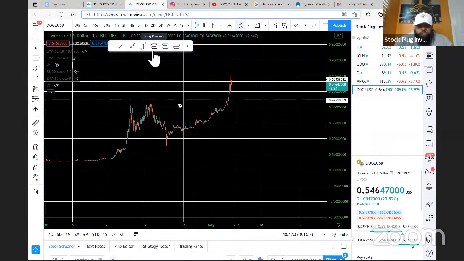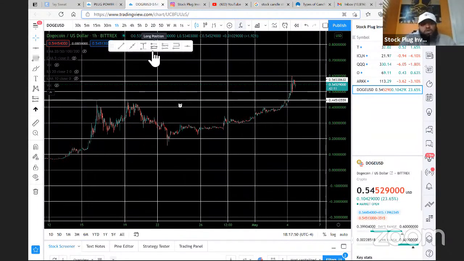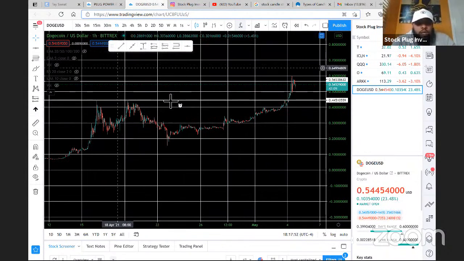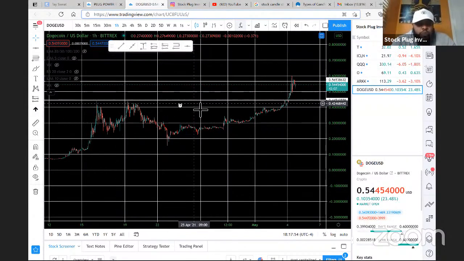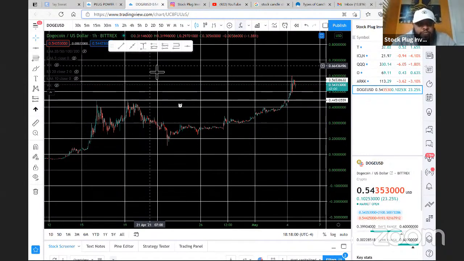Before we even start marking this chart up, let me tell y'all the basics to trading using these charts. The basic is buy support, sell resistance. Let me show you what that is. Support is a point where the stock goes down to that line, and when it hits that line, it goes back up.